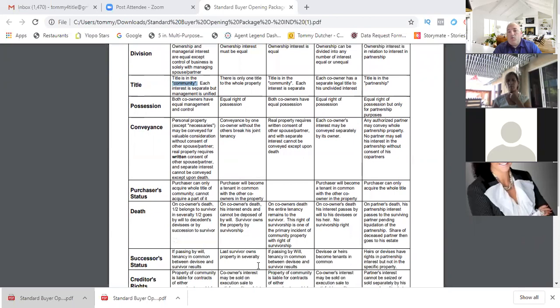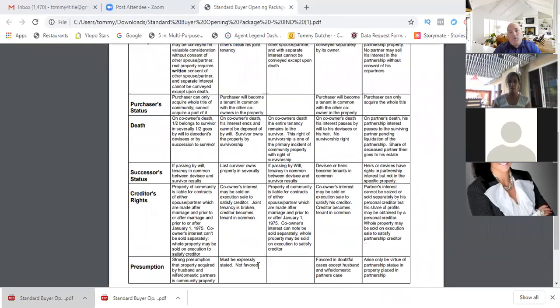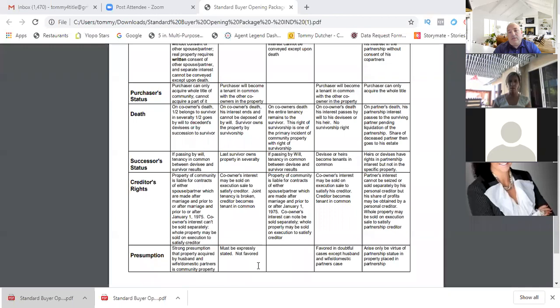Real property requires written consent of the other spouse or partner, with separate interests that cannot be conveyed except upon death. So you can't convey it to somebody else except at death. It would have to be completely redeeded, okay? On a co-owner's death, the entire tenancy remains in the survivor.